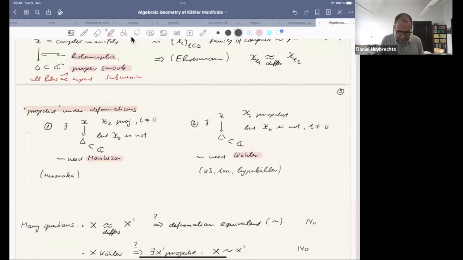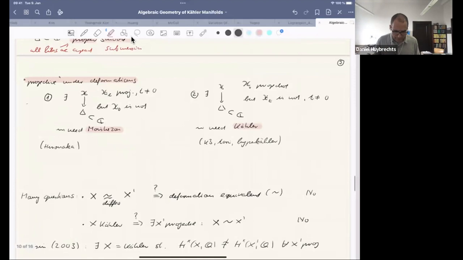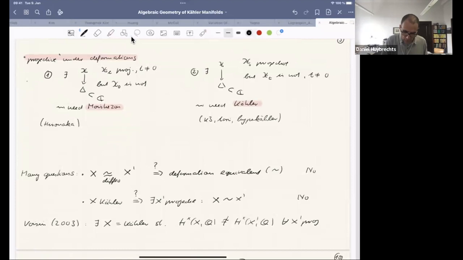Okay, now there are plenty of questions you can ask. For instance, suppose you have two complex manifolds. These are both compact complex manifolds. And assume they look the same topologically, or as real manifolds. So they are diffeomorphic to each other. Let's say they're diffeomorphic. It's a very strong assumption. And you want to know whether they're actually deformations of each other. That's what's called deformation equivalence.